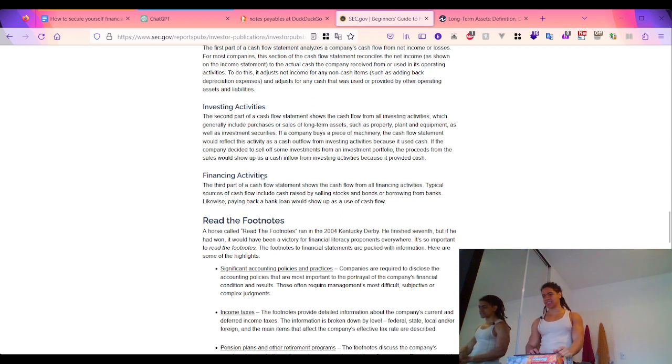And then financing activities. The third part of a cash flow statement shows the cash flow from all financing activities. Typical sources of cash flow include cash raised by selling stocks and bonds or borrowing from banks. Likewise, paying back a bank loan will show as a use of cash flow.